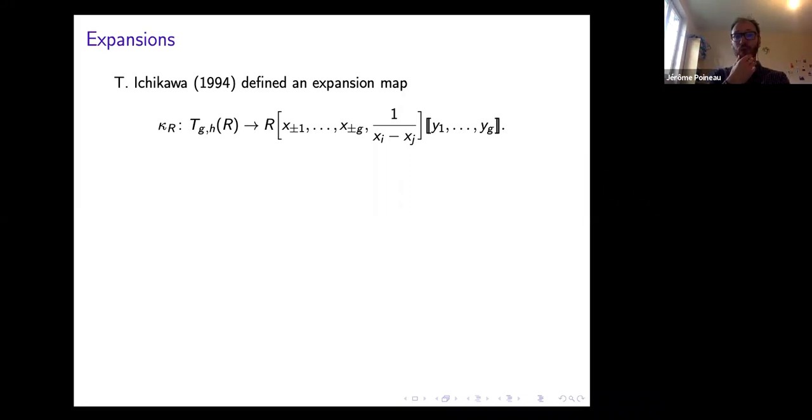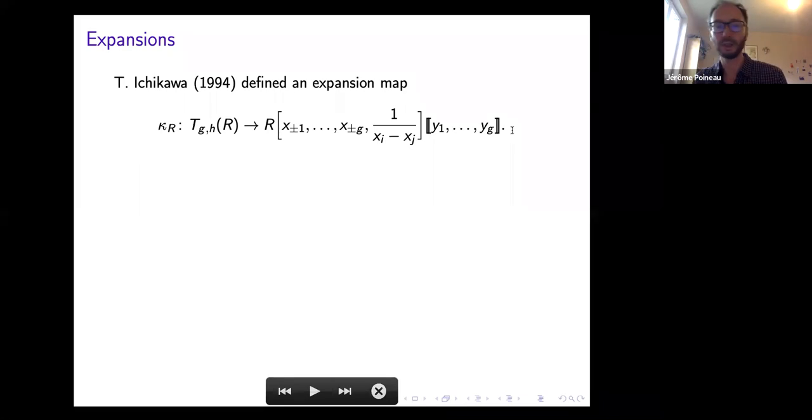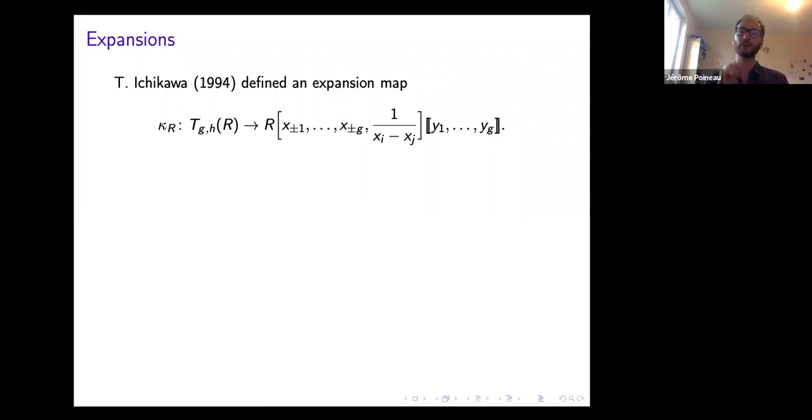It goes through expansions. Actually, there is a well-defined notion of so-called Fourier expansion for Siegel modular forms. And Takeshi Ichikawa defines some expansion map for the Teichmüller modular form, which goes into this ring here, which may look a bit weird, but which is actually very related to the Schottky space and the Koebe coordinates.